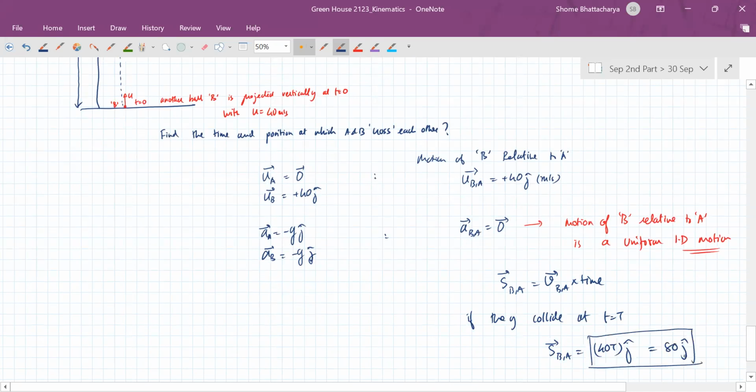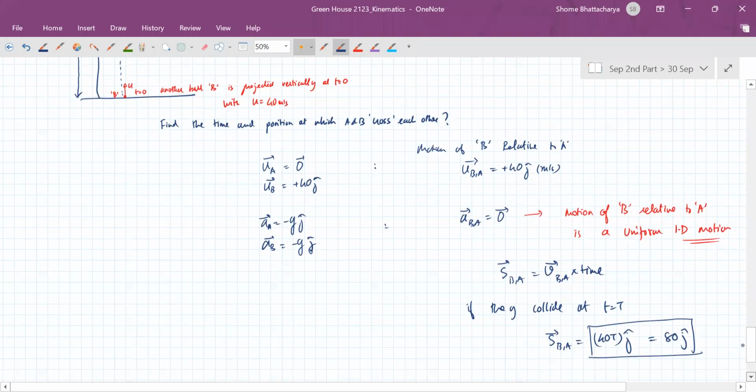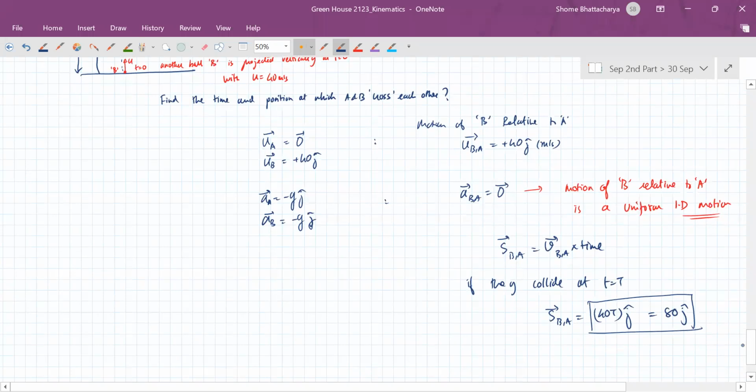Because B was 80 meters below A. So by the time it comes and hits A, with respect to A, if you're sitting on that object A, what does the displacement of B look like? It looks like 80 meters up towards you. So this time should be how much? It should be 2 seconds.